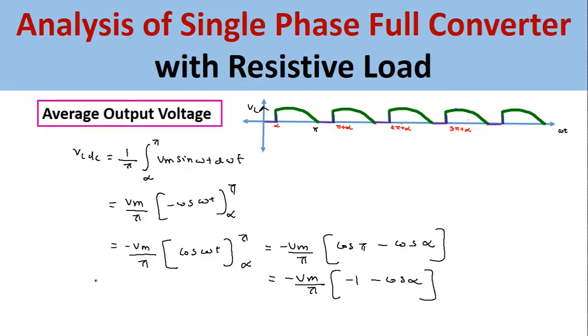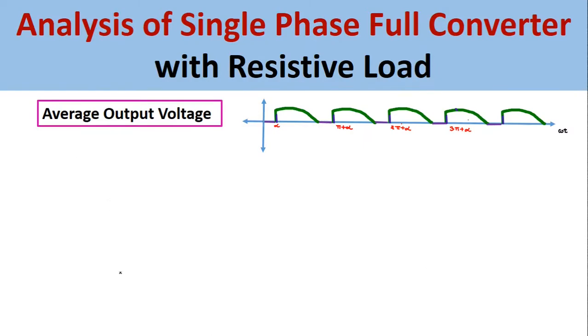So the final equation of average DC output voltage VLDC will be equal to plus Vm upon pi, 1 plus cos alpha. Now we will find out the average output current. Average output current is given by ILDC, which is equal to VLDC divided by R. So whatever be the equation of VLDC we will put here. It is equal to Vm upon pi R into 1 plus cos alpha. So this is the equation of average DC load voltage or output voltage for single phase full converter with resistive load.